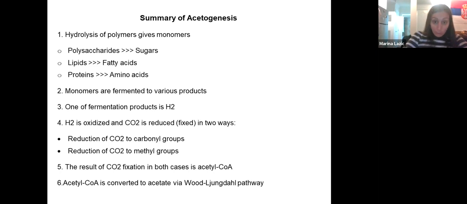One of the fermentation products is hydrogen. Hydrogen is a fuel. Hydrogen is oxidized, carbon dioxide is fixed or reduced. Carbon dioxide is reduced to carbonyl and to methyl groups. The result of carbon fixation in both cases is acetyl coenzyme A. And then you have acetyl coenzyme A run through the WL pathway, which gives acetate.